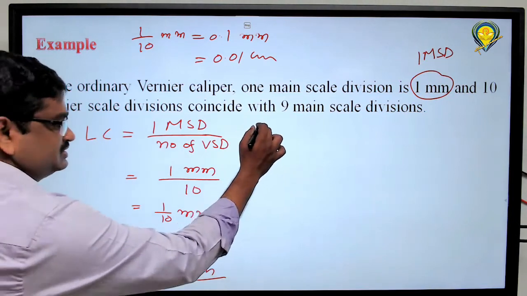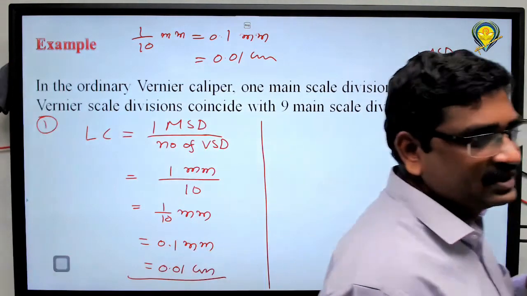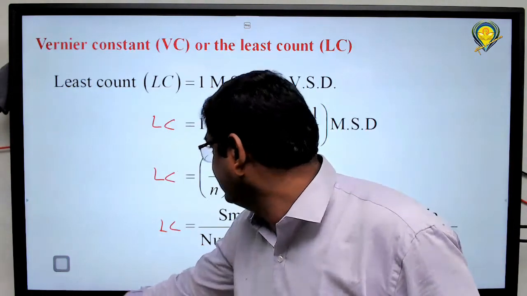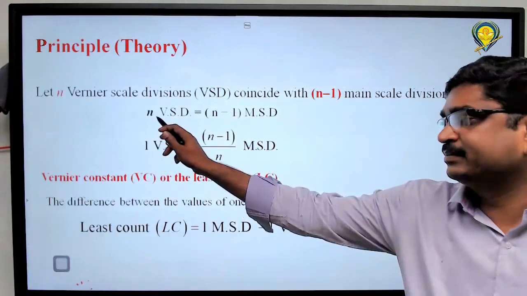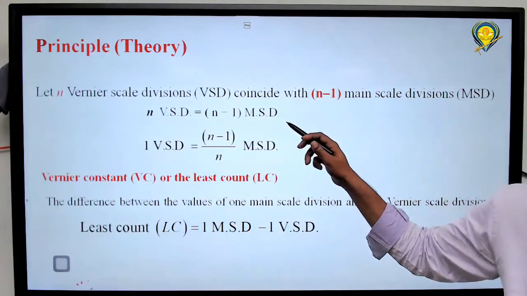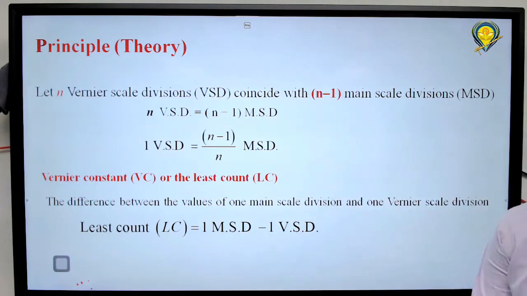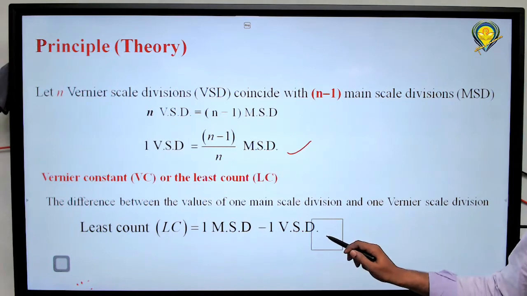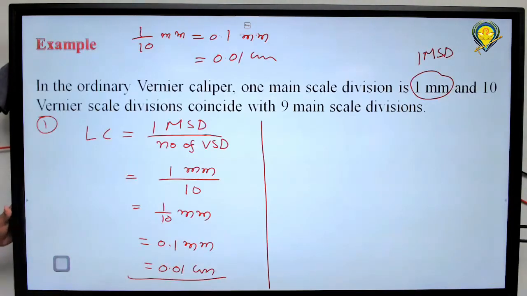Next, this is method 1, the first method. Can you solve this one by using the second method? Second method means the basic method. So what is the basic method? N number of vernier scale divisions coincides with n minus 1 number of main scale divisions. By using this condition, we need to solve. Just try to solve this one first. After that, substitute here. Then you will get the answer. That is the second method.